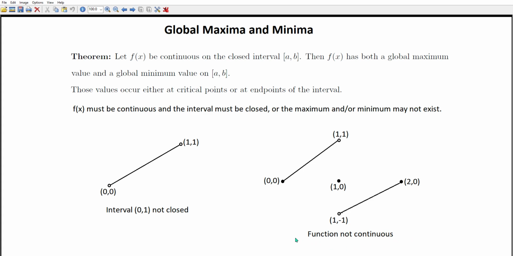Here's another situation, closed interval between 0 and 2, but this time we've got a discontinuity. Same sort of situation as we had up here, the function's values head to 1, but you never see a function value of 1. Here the function values head toward -1, but you never see a function value of -1. This function doesn't have a global maximum or a global minimum on this interval.